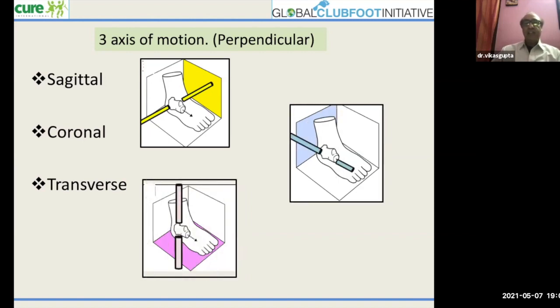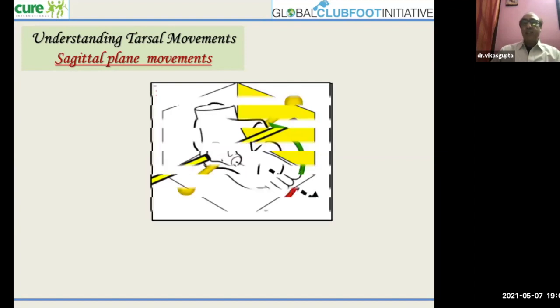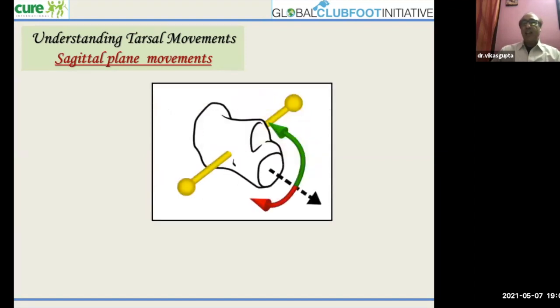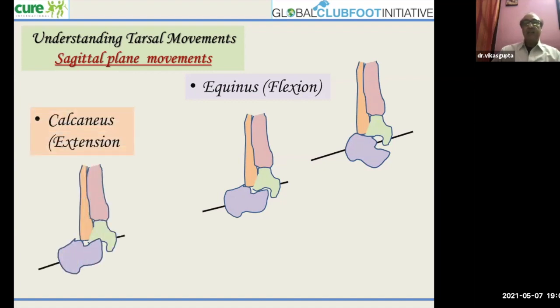So let us see now the sagittal plane movement of the subtalar joint using the calcaneum as the index bone. Now, what are the movements which occur in the sagittal plane? They are equinus and calcaneus. Equinus occurs when the distal part of the calcaneum, or the distal part of any bone, moves in plantar flexion. And calcaneus occurs when the distal part of the bone moves into extension, that is, dorsiflexion. In clubfoot, the calcaneum is in plantar flexion.